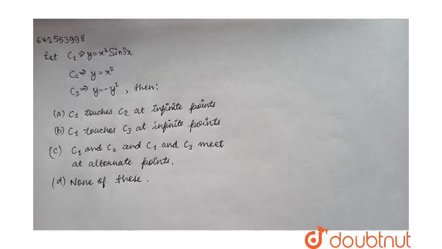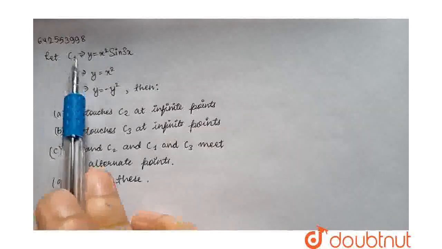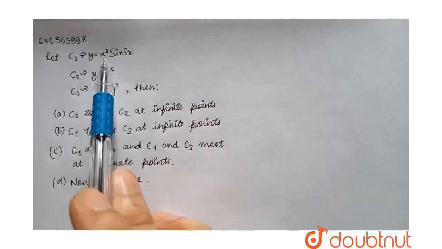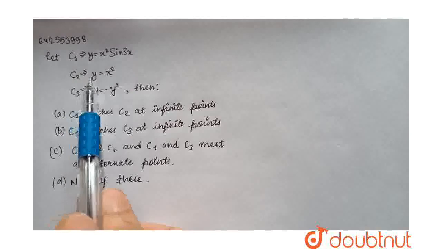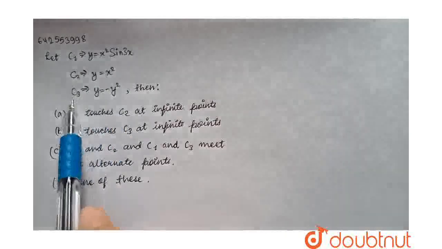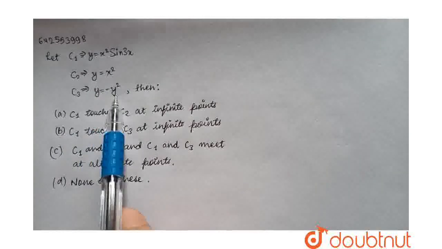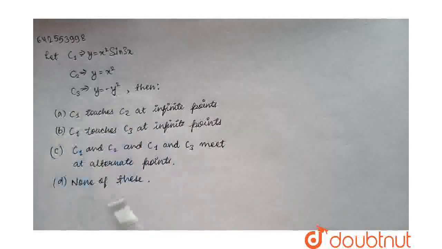Hey guys, now we are going to solve this question. So the question says, let C1 be y equal to x square sin 3x, C2 be y equal to x square, and C3 be y is equal to minus of y square. Then the options are given.